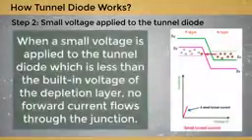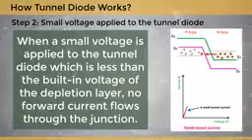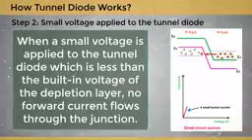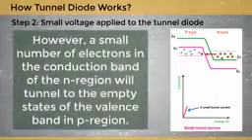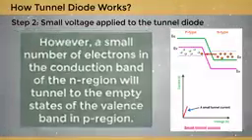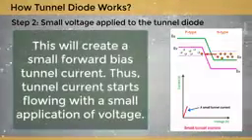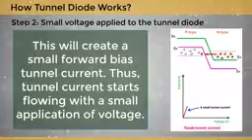Step 2. Small voltage applied to the tunnel diode. When a small voltage is applied to the tunnel diode, which is less than the built-in voltage of the depletion layer, no forward current flows through the junction. However, a small number of electrons in the conduction band of the n region will tunnel to the empty states of the valence band in p region. This will create a small forward bias tunnel current. Thus, tunnel current starts flowing with a small application of voltage.